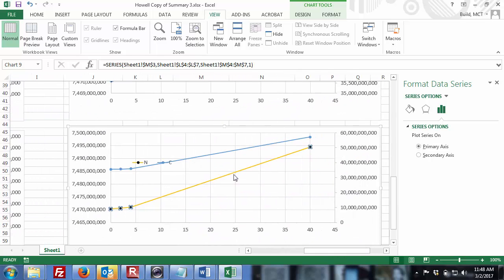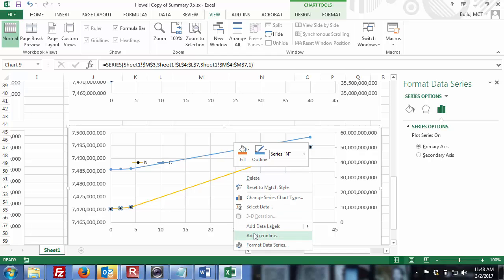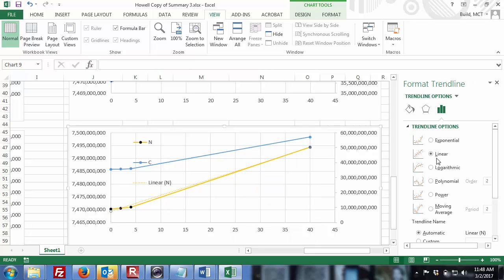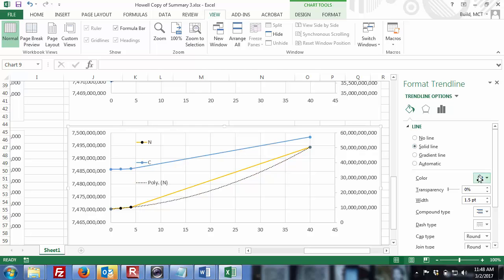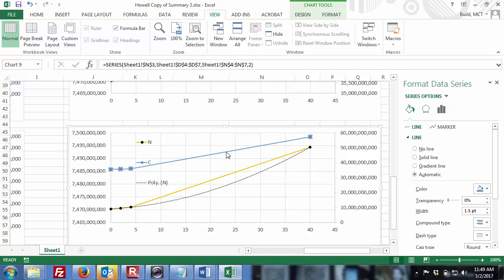Okay, and now we can go back and let's add our trend lines again. And you can see the default is linear, but let's just make it polynomial. And let's make it black again so we can see it a little easier. What does it mean by order?